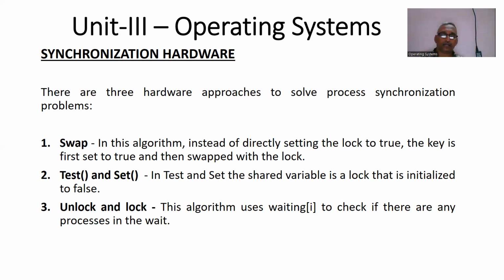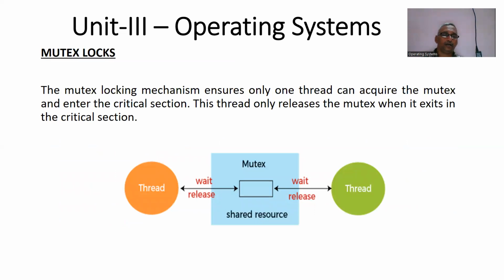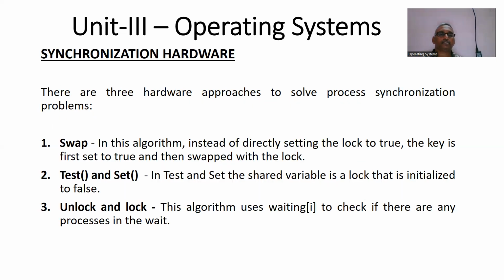Next one, lock and unlock. In addition to test and set, this algorithm uses waiting to check if there are any processes in the wait. The processes are set in the ready queue with respect to the critical section. Unlike the previous algorithm, it does not set the lock to false immediately and checks the ready queue for any waiting process. If there are no processes waiting in the ready queue, the lock is then set to false and any process can enter.